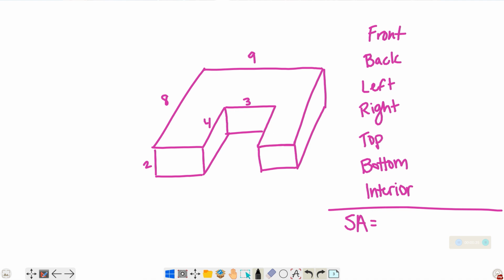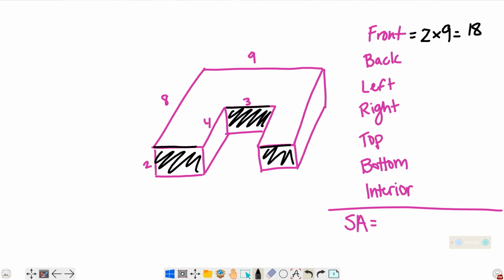For the front, it is going to be this piece and this piece combined to make the front. So it is 2 tall, and this section is 3, 3, and 3 for a total of 9, giving us a front that is 18 feet squared.